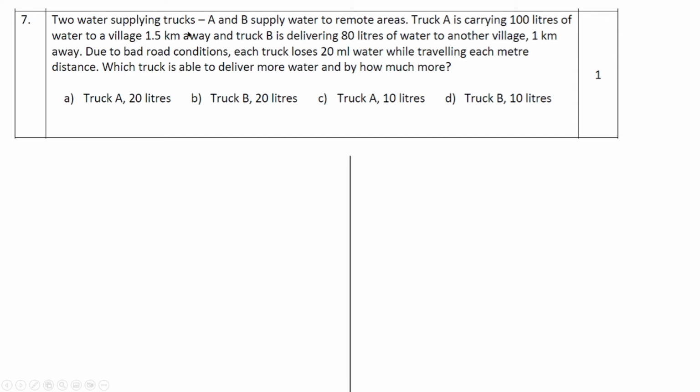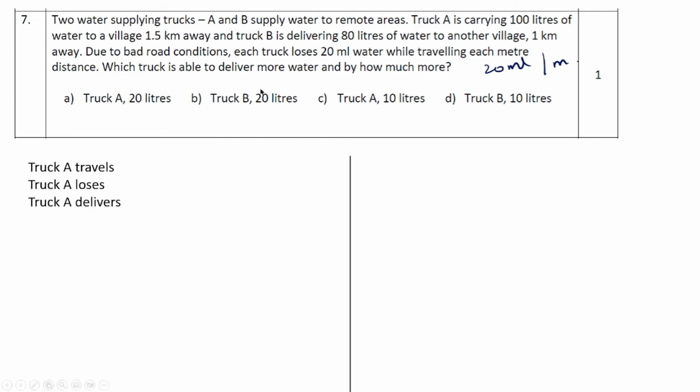So here we have two trucks A and B which supply water to remote areas. A is carrying 100 liters of water to a village which is 1.5 kilometer away, and truck B is carrying 80 liters of water to another village 1 kilometer away. And it is also given that because of bad road conditions, each truck loses 20 ml of water for each meter. This is 20 ml per meter. Whereas the distance each truck travels is given in kilometers. So we have to be careful with the units. We need to find which truck is able to deliver more water and by how much more.